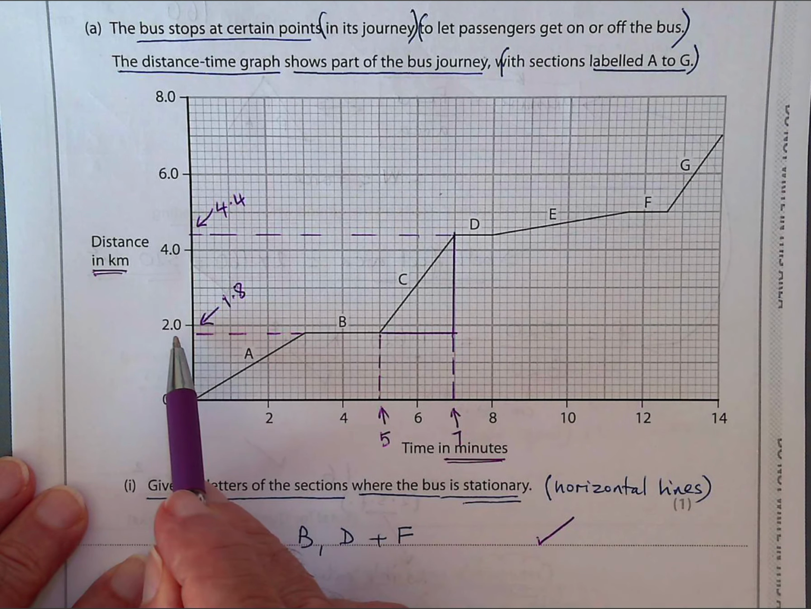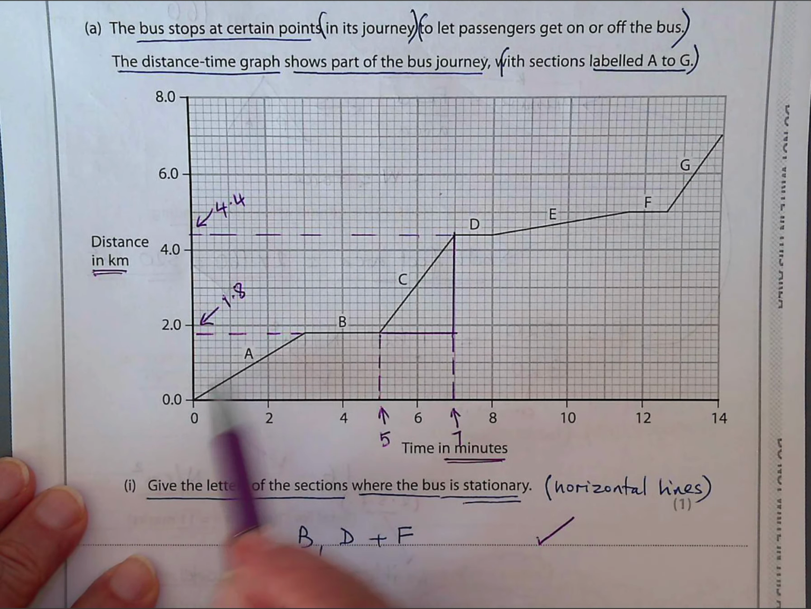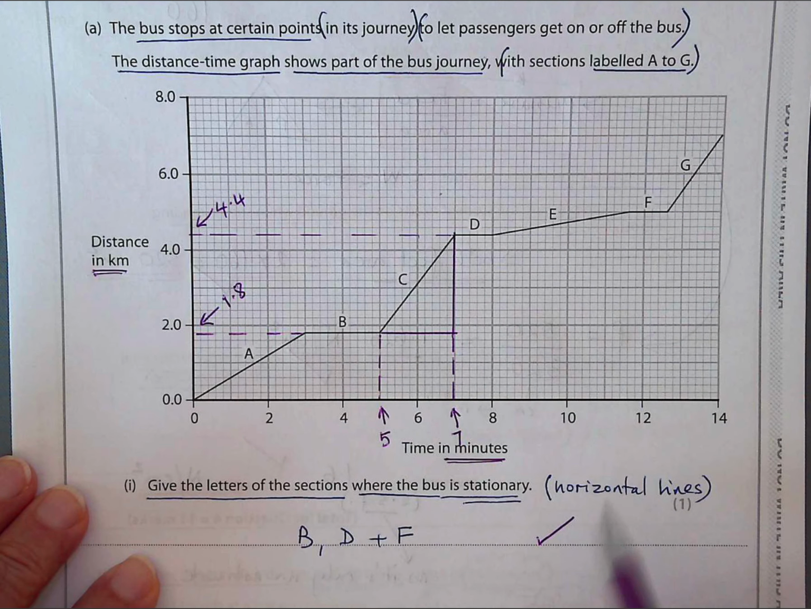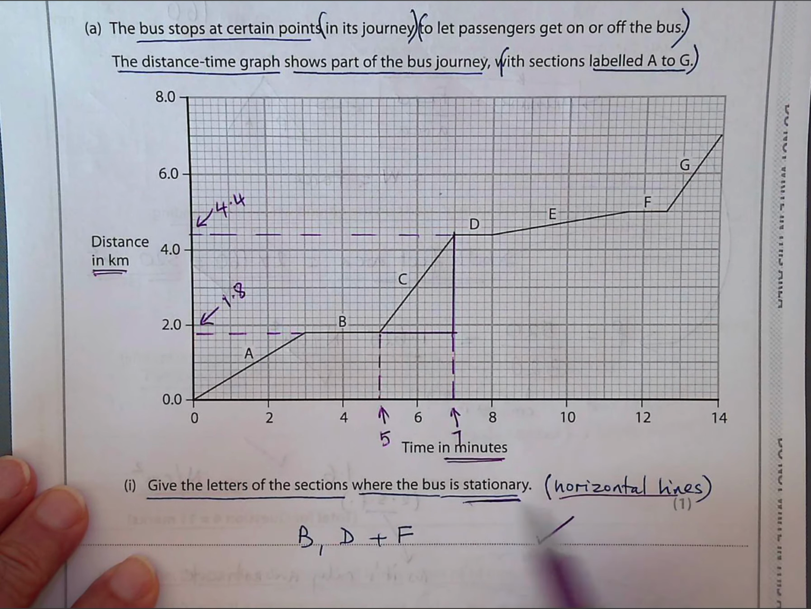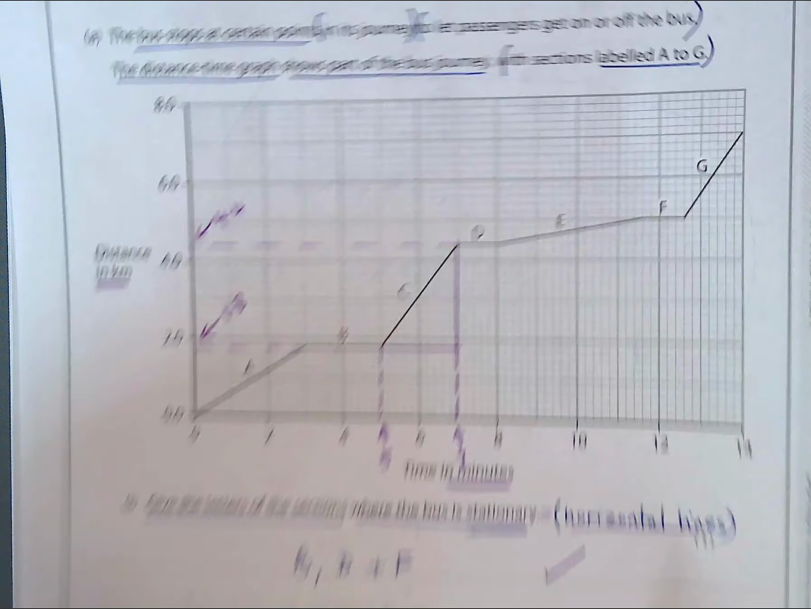Yes, when you're stationary, your position isn't changing, therefore your distance from wherever you're measuring it, the start of the journey, has not changed. So here it's stopped, here it's stopped, and here it's stopped. All the horizontal lines mean the bus is stationary. So stationary equals horizontal lines. One mark for getting all 3. You need all 3 to get the mark.